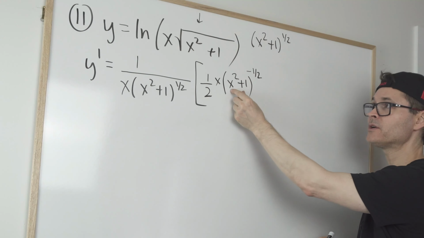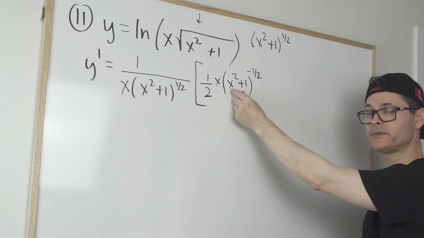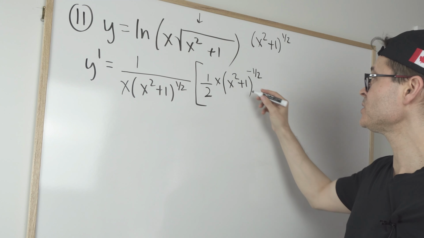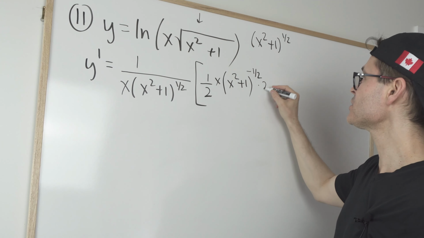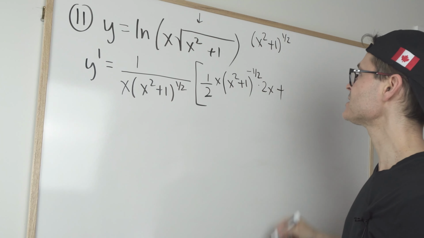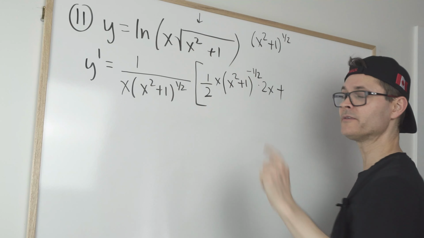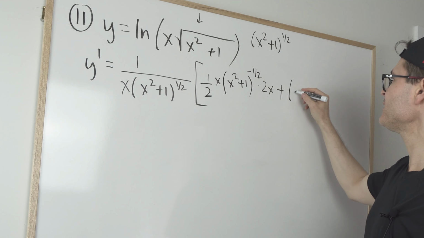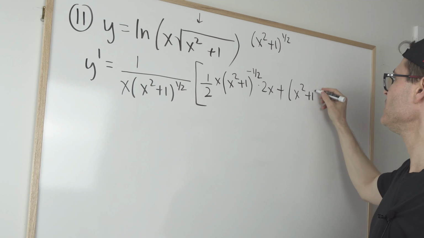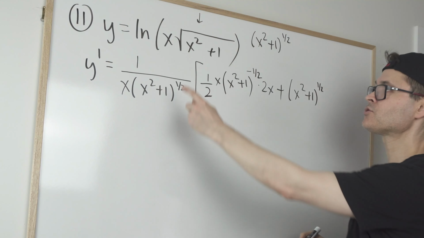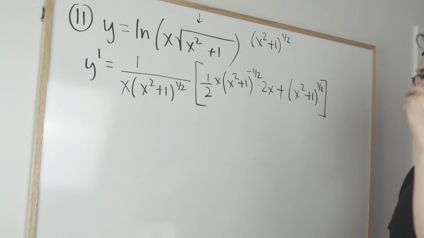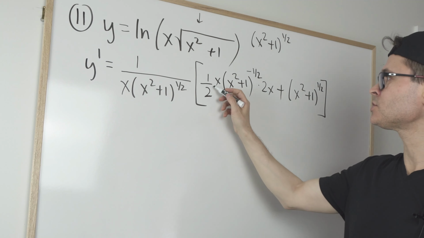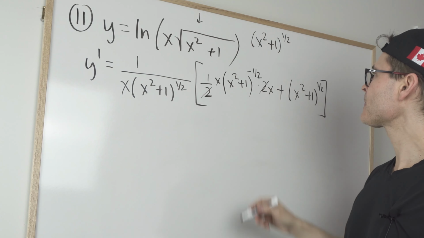And uh-oh, there's another chain rule. I've got to take the derivative of the inside, which is 2x. The derivative of x squared is 2x, so I've got to multiply by 2x. Plus this times the derivative of that. So I'm just going to write that as x squared plus 1 all to the half. The derivative of x is just 1. So close and clean. See the 2's cancel nicely.